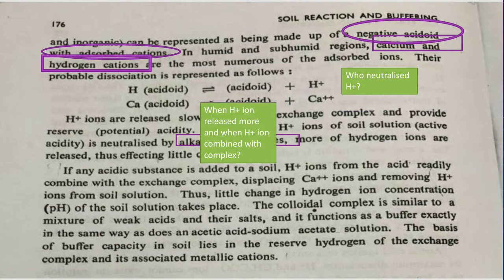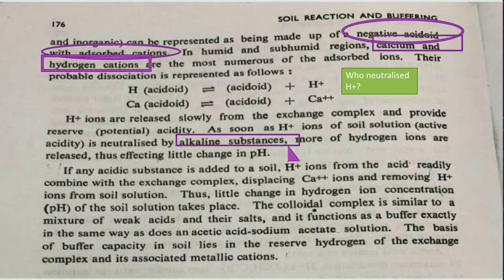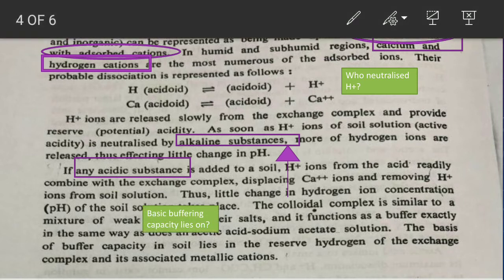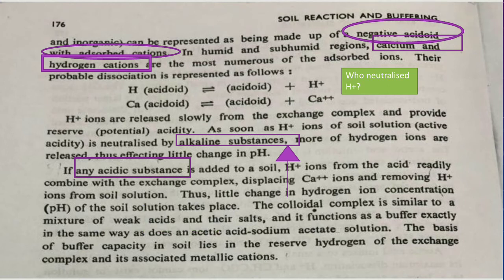Hydrogen ions are released more when alkaline substances are added to the soil. And if acidic substances are added to the soil, the hydrogen ions combine with the exchange complex. Thus, little change in hydrogen ion concentration or pH of the soil solution takes place.